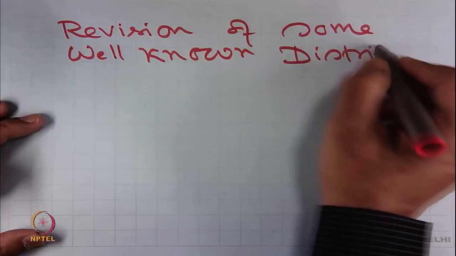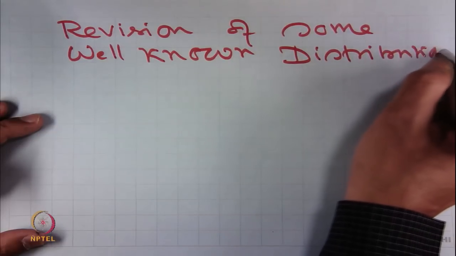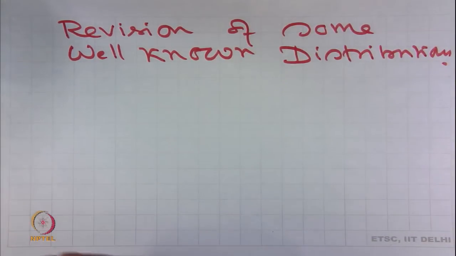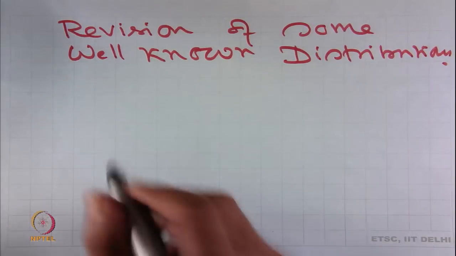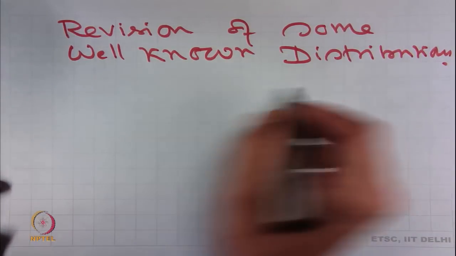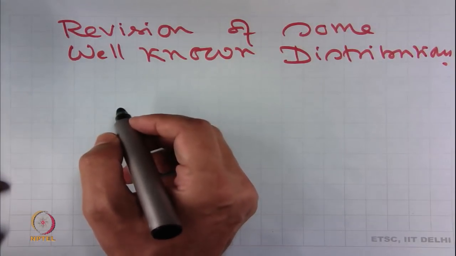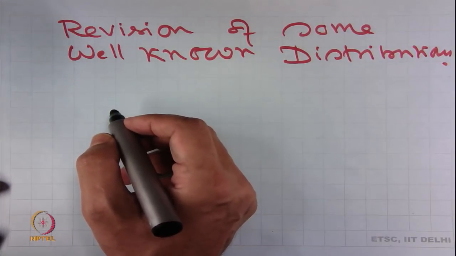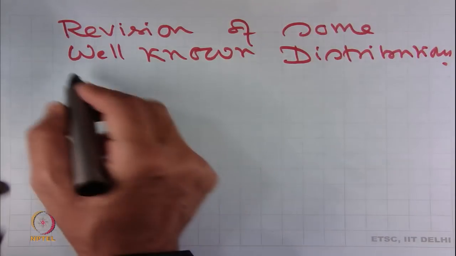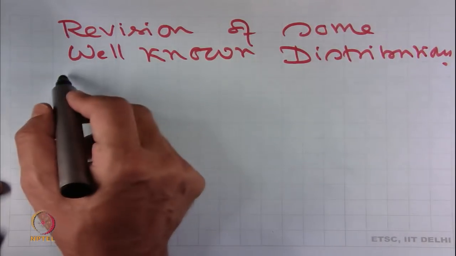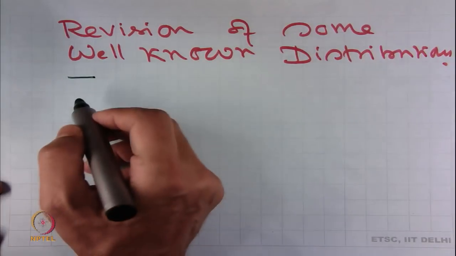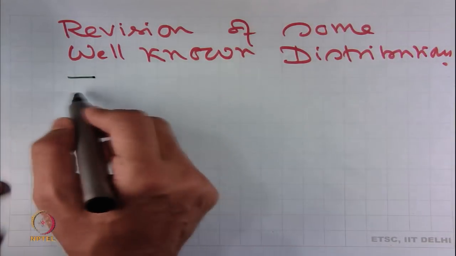some well-known distributions. All of you know. But if you are forgetting something, then you try to recap. Also, I am not going to deal with all the discrete distributions that you might have studied, but it will be good if you have a revision of those random variables as well.